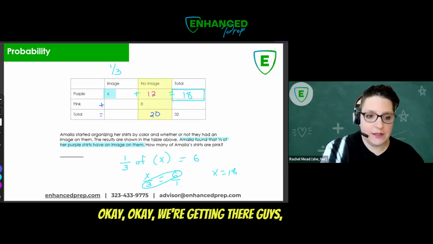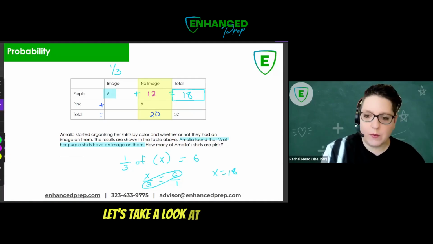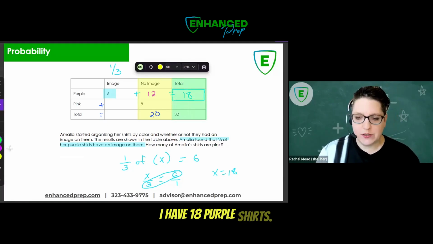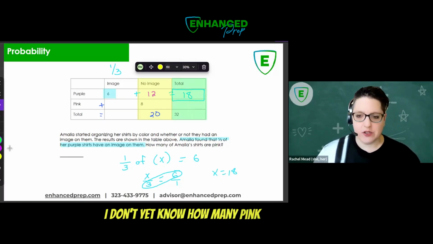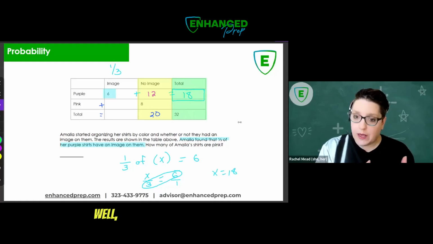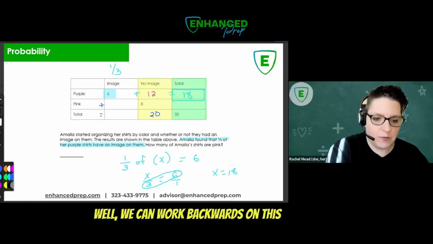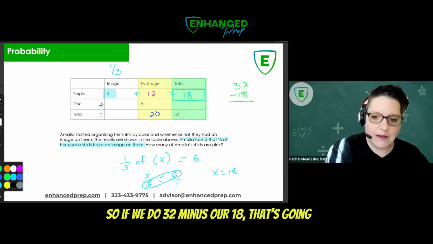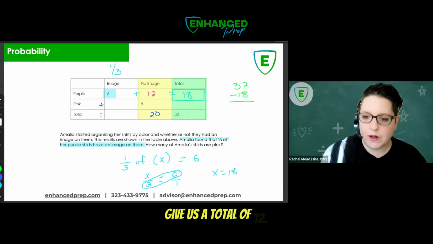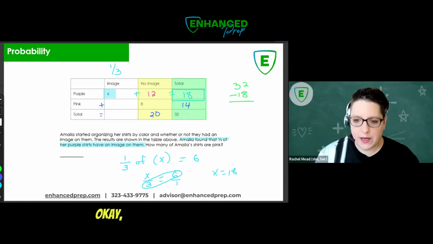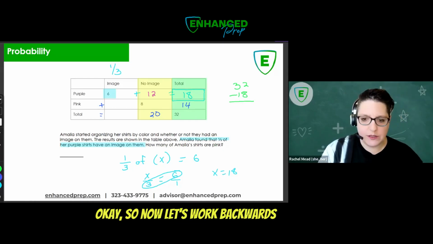Okay, we're getting there, guys. Good job. Let's take a look at what we have over here in our total column. I have 18 purple shirts. I don't yet know how many pink shirts I have, but I have a total of 32 shirts. Well, we can work backwards on this and go ahead and subtract. So if we do 32 minus our 18, that's going to give us a total of 14 coming in there.